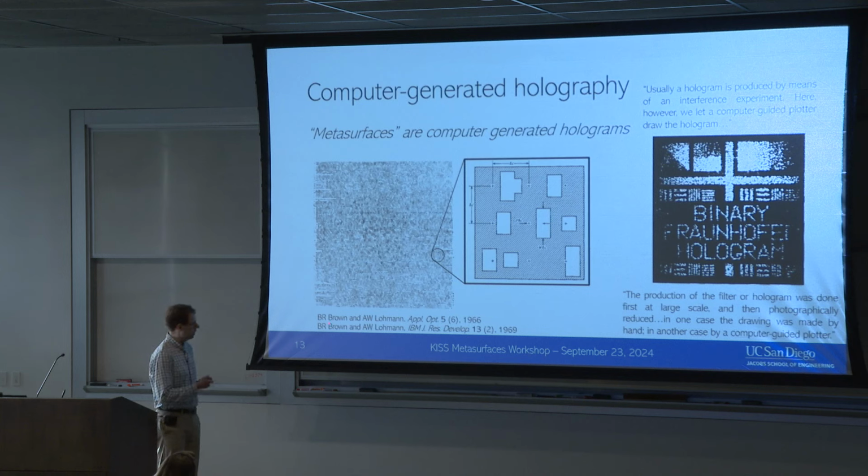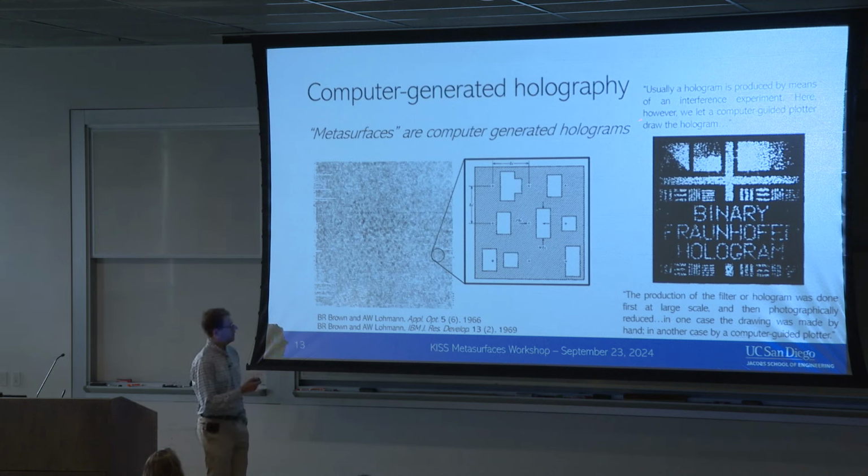But what Brown and Lohmann realized, actually, when they were researchers at IBM in the San Francisco Bay Area, was that what if we had an object that we could engineer? Then we could synthesize a wavefront that we never had in the first place. The hologram could be generated by computer. That's a metasurface. That's what we do today. We generate holograms by computer.